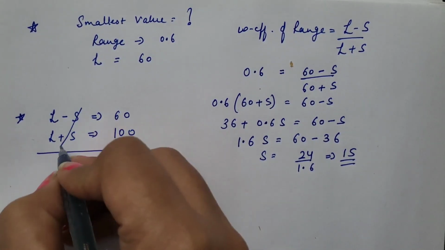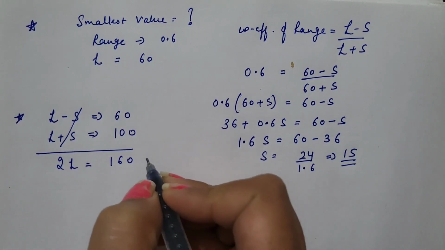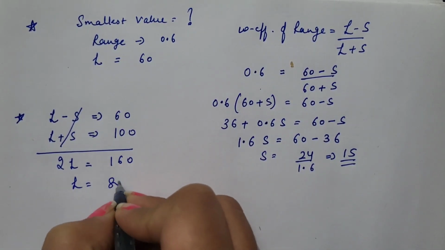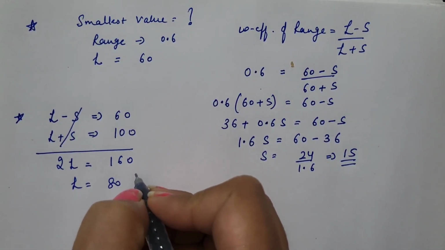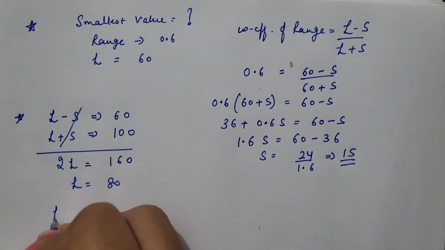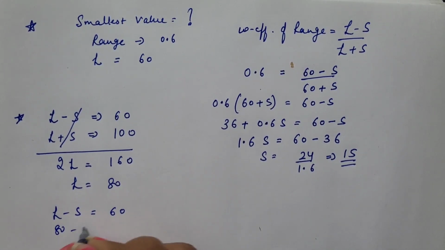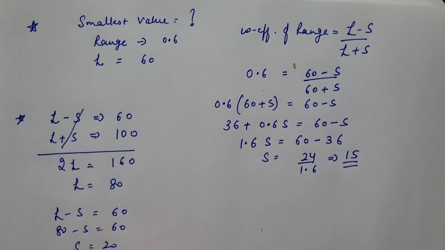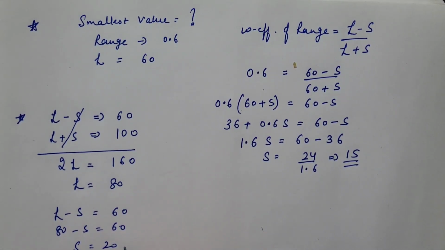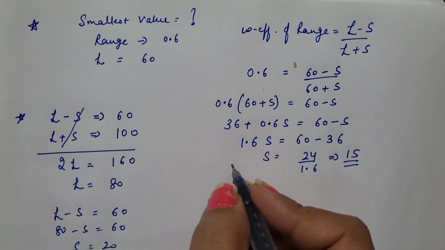by using mathematical properties. Twice of L is equal to 160, so largest value is 80, and by substitution we'll come to calculate, as L minus S was 60, so 80 minus S is 60, so smallest value here is 20, which is very easy to calculate. It is all about first measure of dispersion, that is range, and coefficient of range.